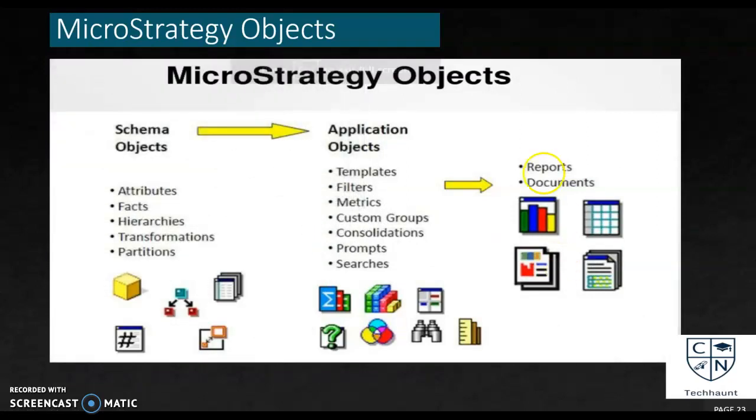And you can see the objects of MSTR. They have the schema objects and the application objects. For the schema objects, you can see attributes, facts, hierarchies, transformations, partitions. We will look into each of them in our course, but pretty much the schema objects are created by either your architect or your analyst. But the hierarchy, most of the time, is handled and created by your architect.